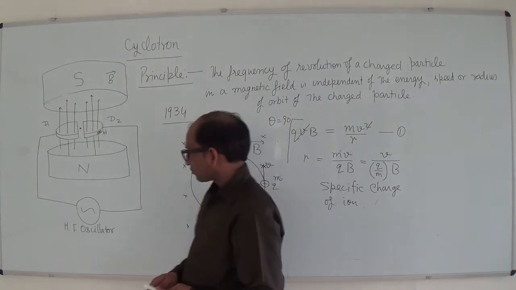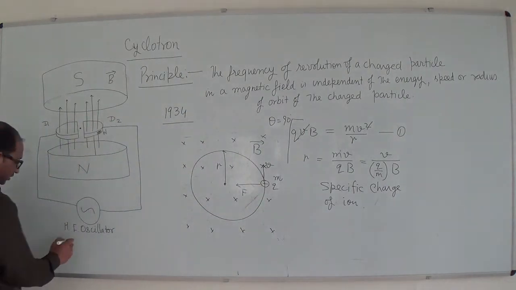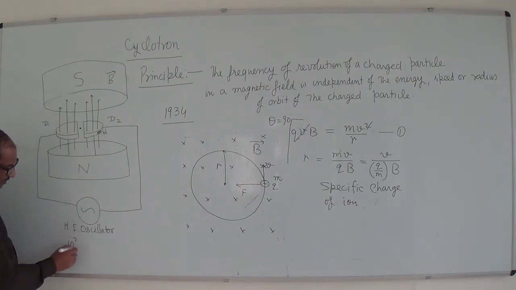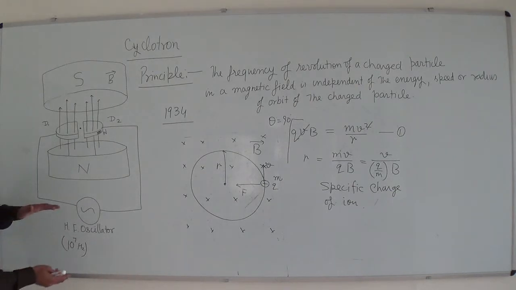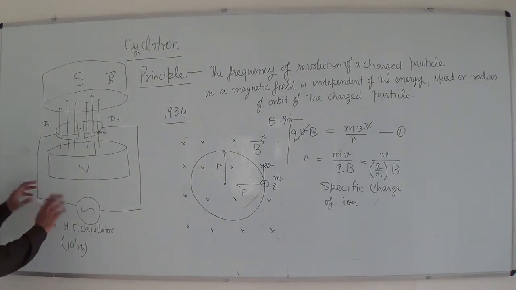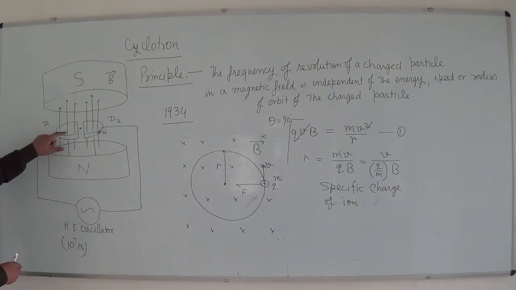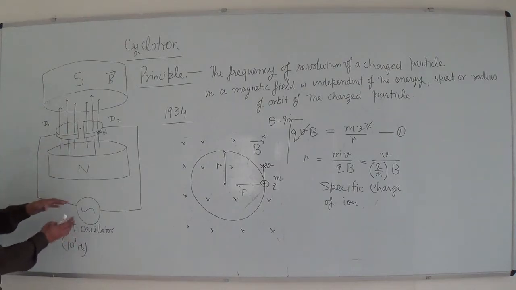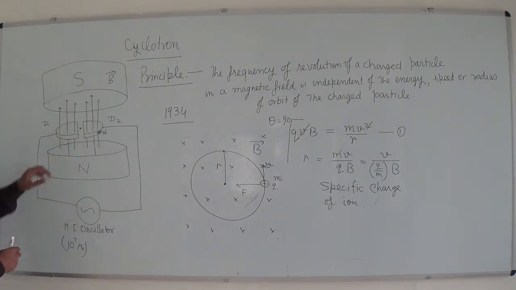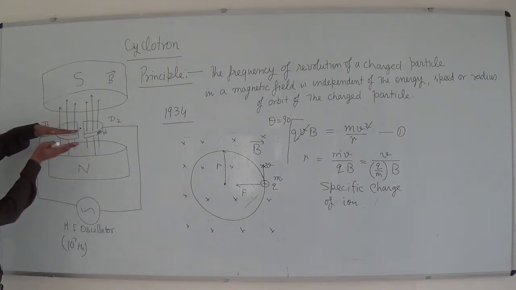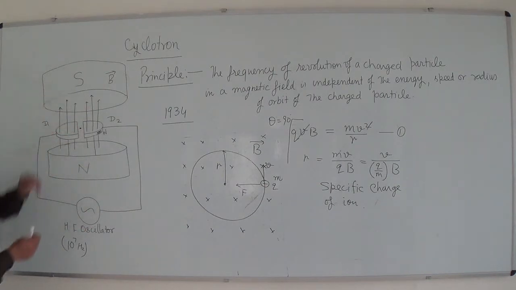The high frequency oscillator is of the order of 10⁻⁷ Hertz. High potential basically, the oscillator frequency is so high. This high frequency, high potential is applied to the D's, and the D's are kept horizontally like this. The magnetic field is applied perpendicularly from north to south, and these D's are connected like this.